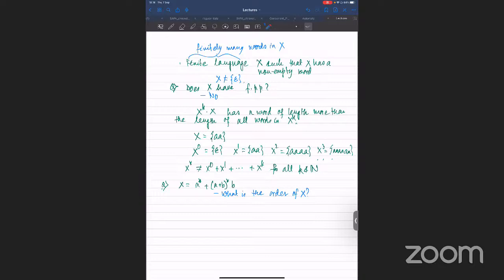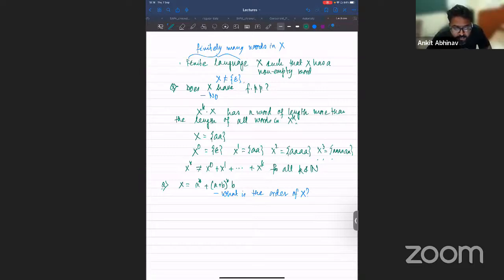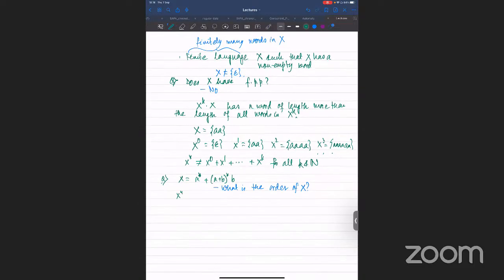So how would you try to find the order? I have to express this in terms of x0, x1, and all those things. Correct. So intuitively, what do you think? X star has some words which X doesn't have, and X2 has some words, and X3 has some, and so on. Which word does X star have? This is not too difficult to see. Give a word W such that W belongs to X star and W does not belong to X.